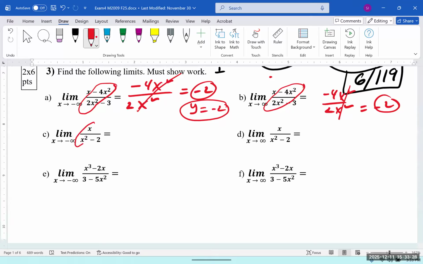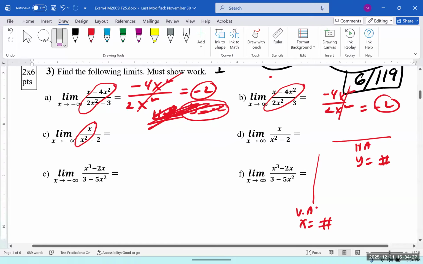Y is for horizontal asymptote, not for the limit. Because horizontal asymptote is a horizontal line, so you have to write it as an equation. Also, like for vertical, you have to write x equals the line. So horizontal asymptote means horizontal wall. Vertical asymptote means a vertical wall that you cannot cross. So every vertical asymptote has x equals something. Every horizontal asymptote has y equals something. Because these are lines, you need to write the equation.